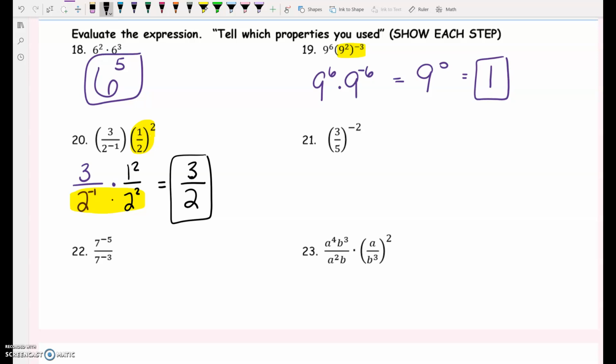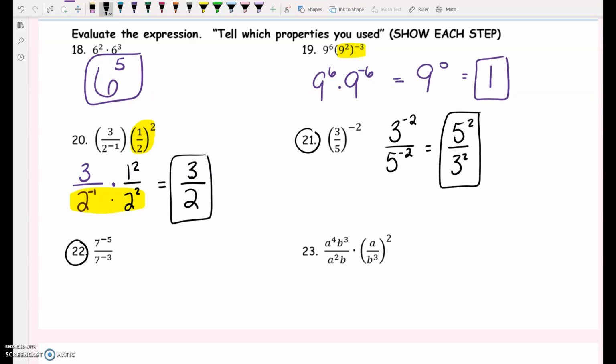Try number 21 and number 22 on your own. I think you can do those on your own. So give 21 and 22 a try. So the first step is 3 to the negative 2, 5 to the negative 2, and then negative exponents move. So you end up with 5 squared over 3 squared. Technically, that would be 25 over 9, but I don't care about that step. I care about you using the properties more than evaluating.